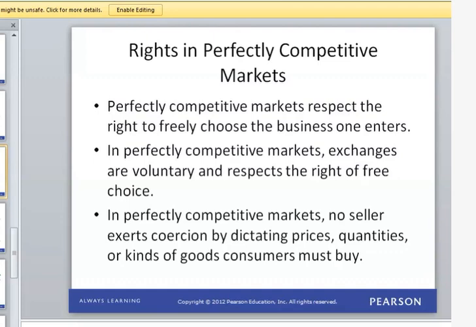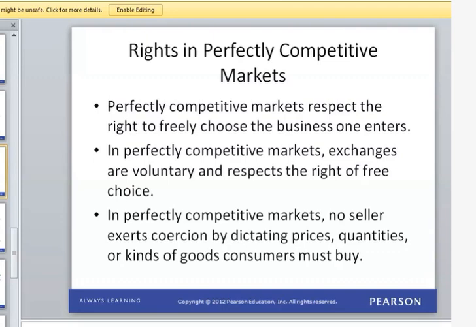Nobody puts some constraint on you. You have that right. That's why it's a negative right. Don't disturb, don't question our right. In perfectly competitive markets, exchanges are voluntary and respect the right of free choice. Kita volunteer, as mentioned just now, as voluntary, whether we want to go in or come out, it's your choice. What market you want to go into is your choice.